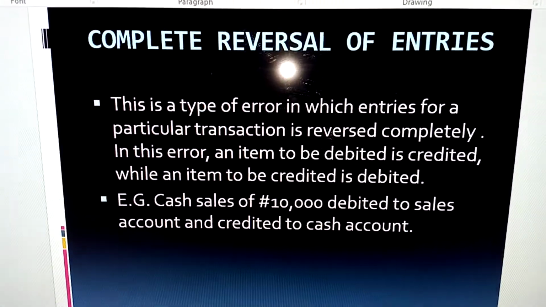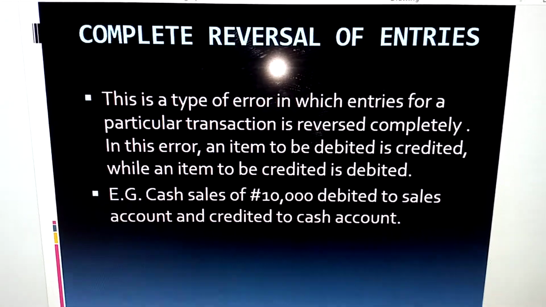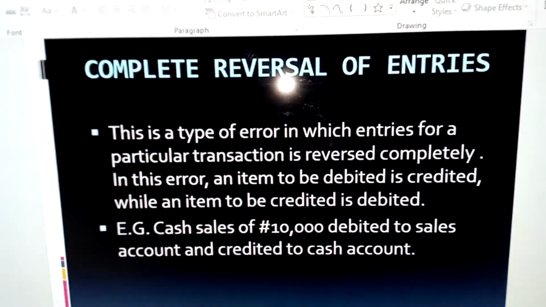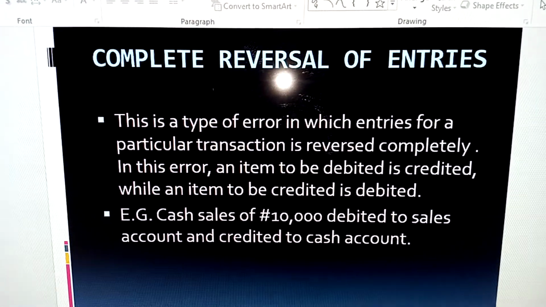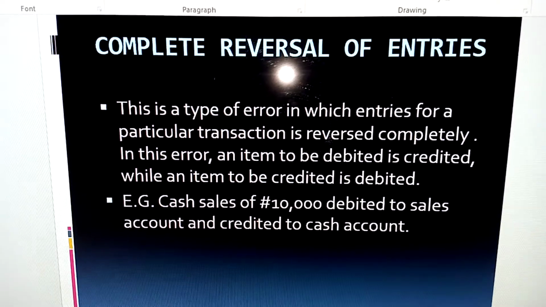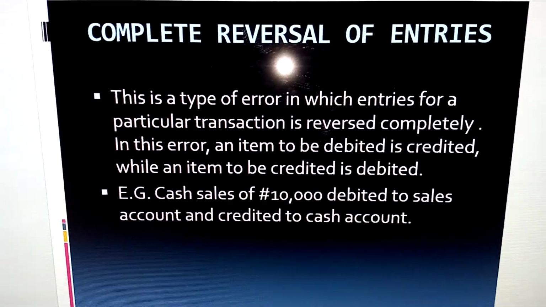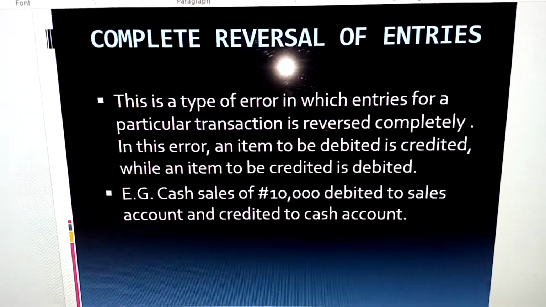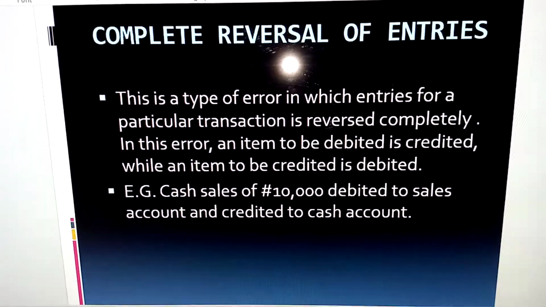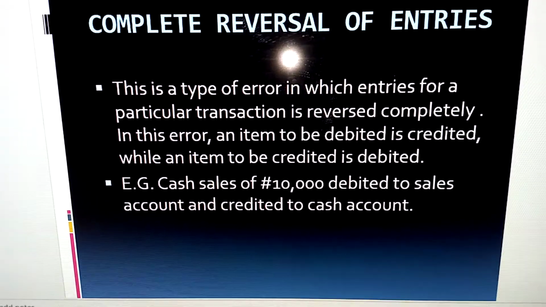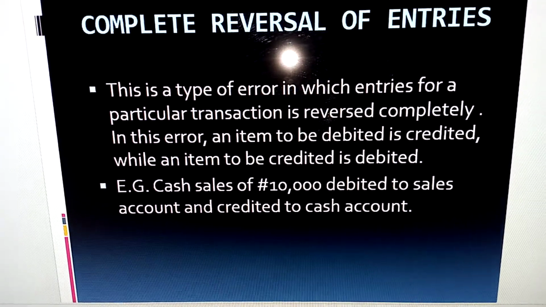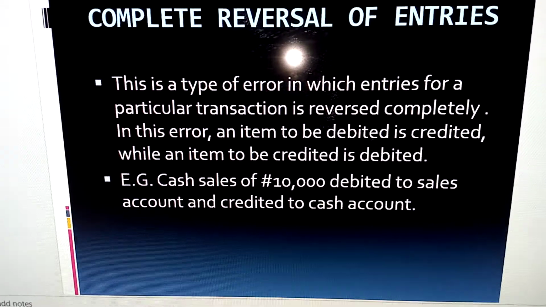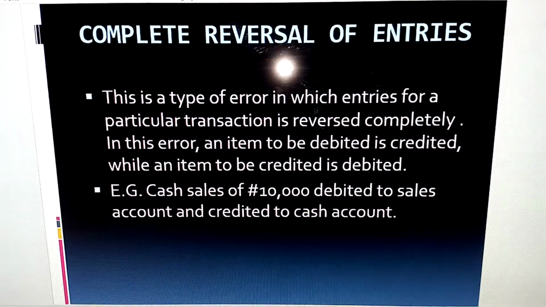The last one here is complete reversal of entries. Look at the word reversal. To reverse. Instead of moving forward, you moved backward. Instead of moving backward, you moved forward. So let's put that in the transaction. In every transaction, there must be a debit entry and a corresponding credit entry. Now let's assume in a transaction, the account that you are supposed to debit, you credited, and the account you're supposed to credit, you debited. Such error is called complete reversal of entry.